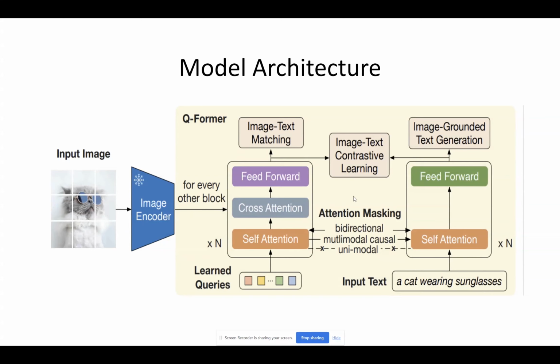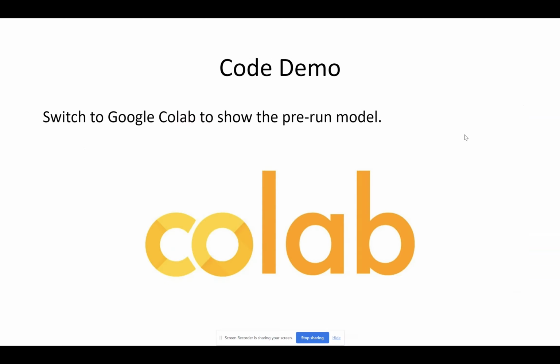And here, in image-text contrastive learning, it aligns the image and text representations in such a way that their mutual information is maximized. And finally, in image-grounded text generation, it does the image-text matching. Basically, it is the alignment between image and text representation. It uses binary classification to predict whether the image-text pair is positive, meaning it matches the given question or the given text, or it's negative.